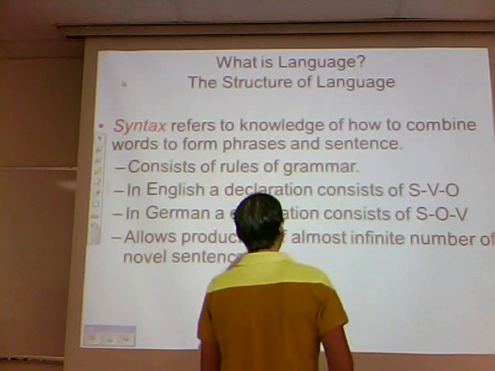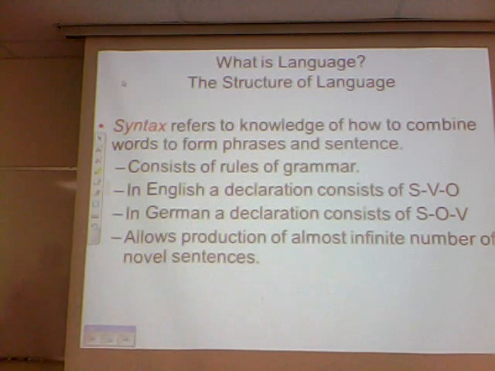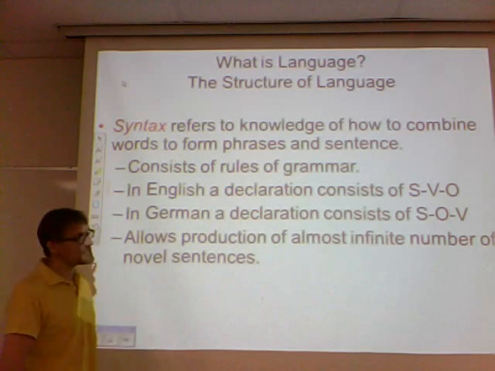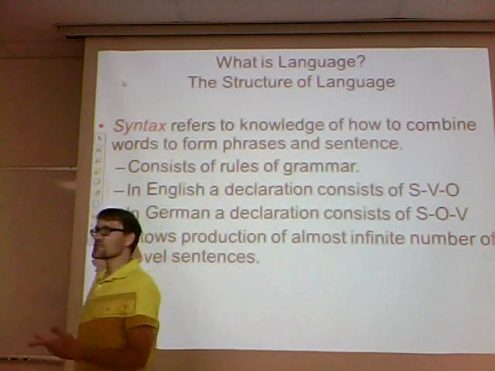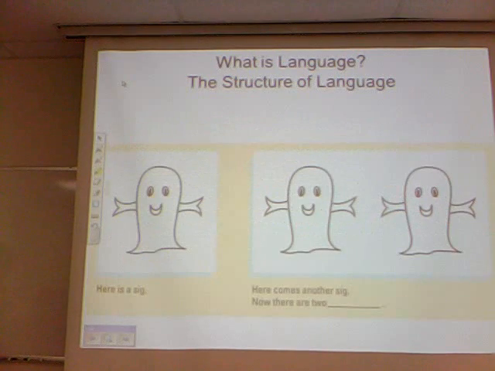And knowledge of syntax, as we already said, allows for the creation of nonsense sentences like, the raccoon drove the bus over the house to Grandma's, whatever it was, over the hill to Grandma's village, I don't remember what it was.